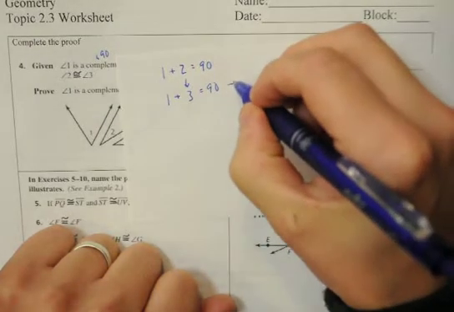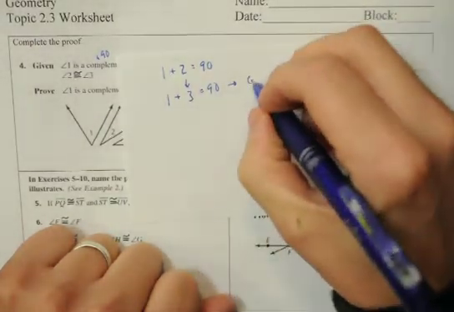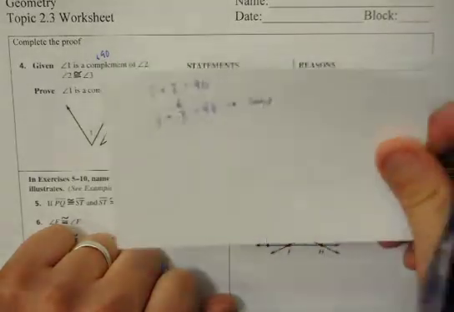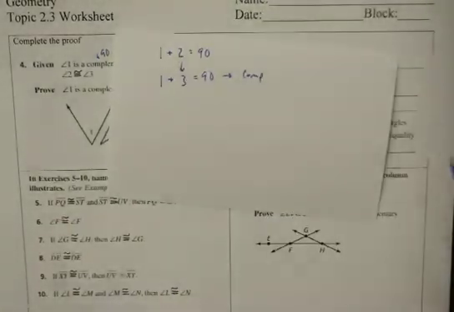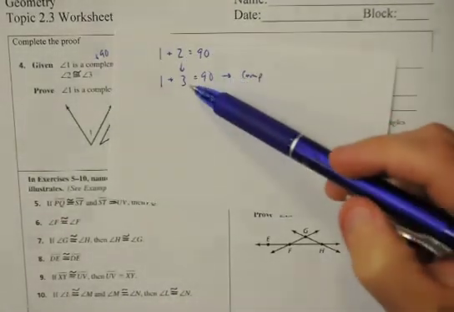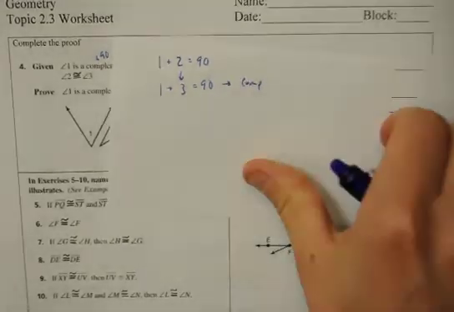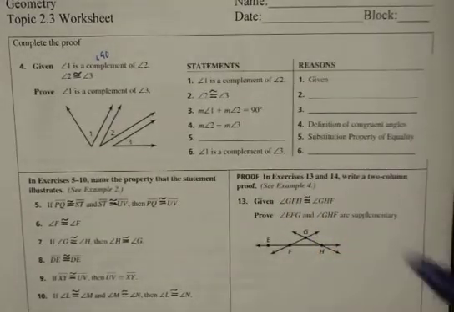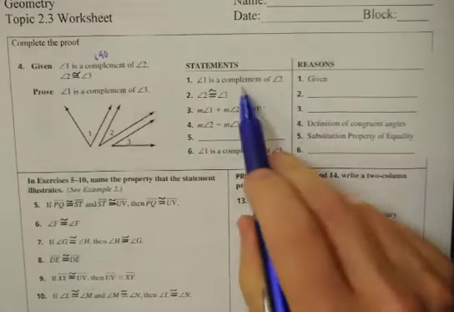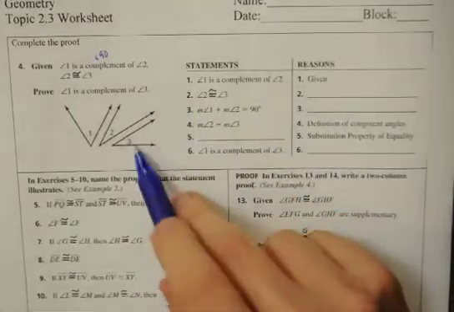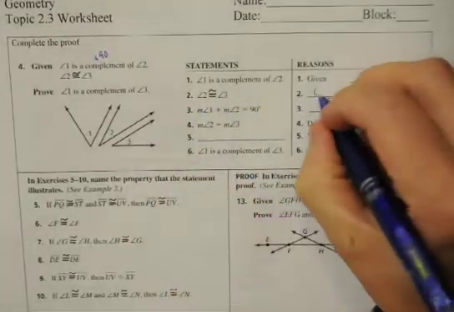And then if two angles add up to 90, then they're complementary. So that's what we're trying to prove. It's real quick. It's just stating a fact, switching out the 3, and then stating a new fact. That's the proof. Alright, so angle 1 is a complement of angle 2. That's given. 2 is congruent to 3. That is given.